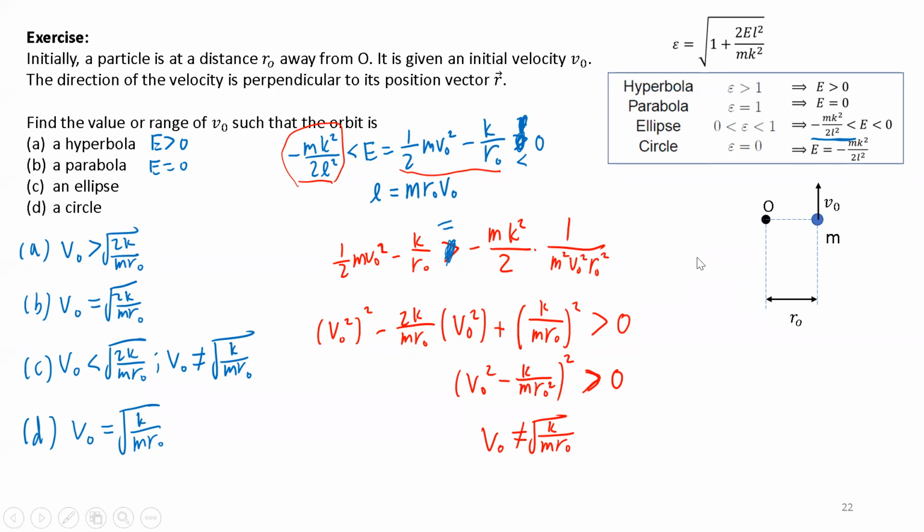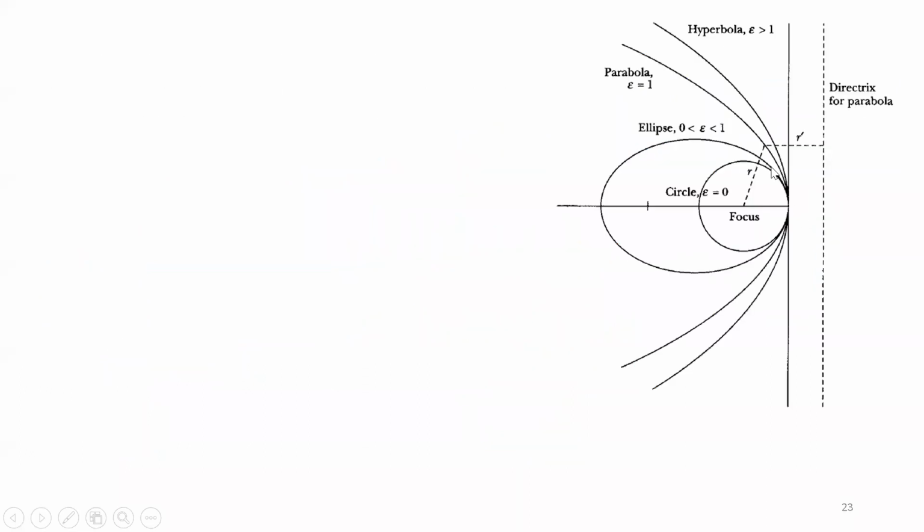And they actually correspond to this picture one more time. You can see that in all these 4 cases, 4 orbits, we have the same distance over here. I call this R naught and this V naught. Then depending on the V naught that you pick, you will end up at different orbits in this picture.